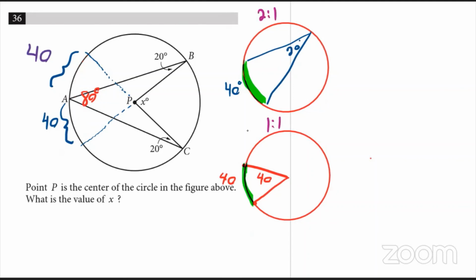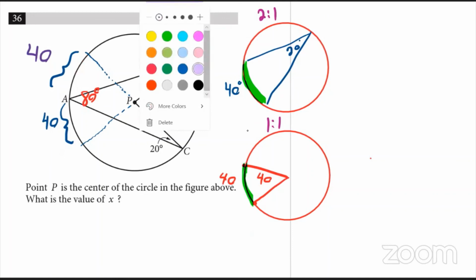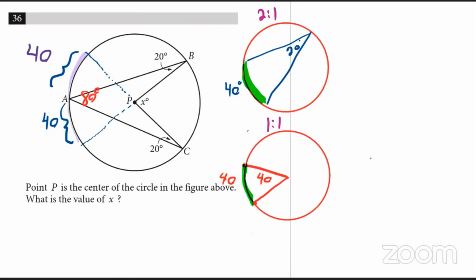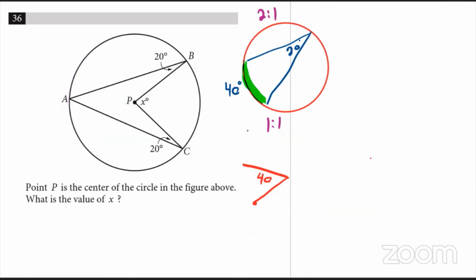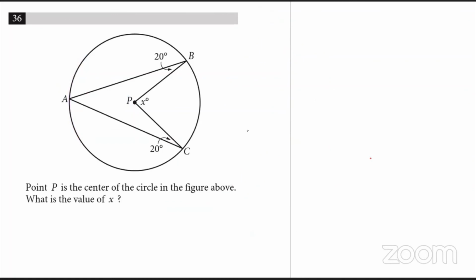So according to the fact that this arc, we'll make it a little neater here, this arc right here is an 80-degree arc, then the central angle right here is an 80-degree central angle. Now that 80-degree angle is vertical with the x, so the value of x is 80 degrees. Now there's one more way to solve this question that might be the more popular of the ways. So we're going to go back to the beginning of question 36 and solve it a totally different way.